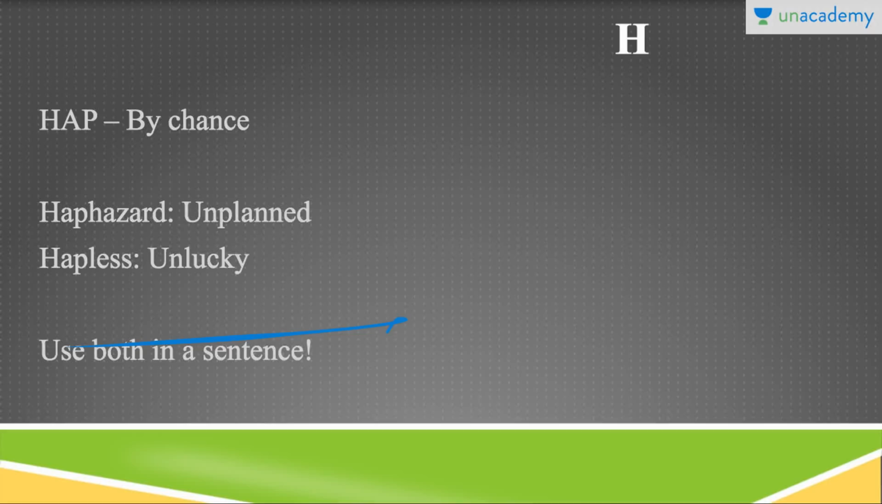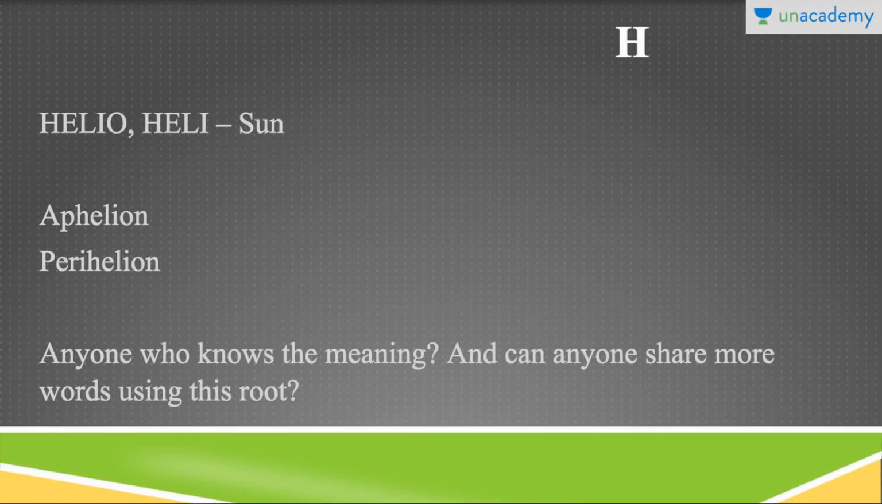I think you should use these words. For instance, I use the word haphazard a lot, where I say everything in my life is going haphazard right now, where I don't know where is what and what am I doing. So haphazard is basically unplanned, and that's how you use it. Use both of them in a sentence and share your examples with me, and I'll tell you if they work or if they don't.